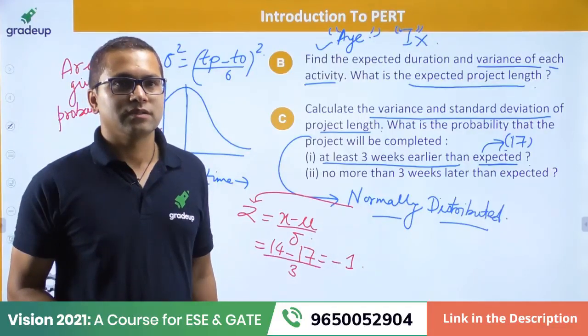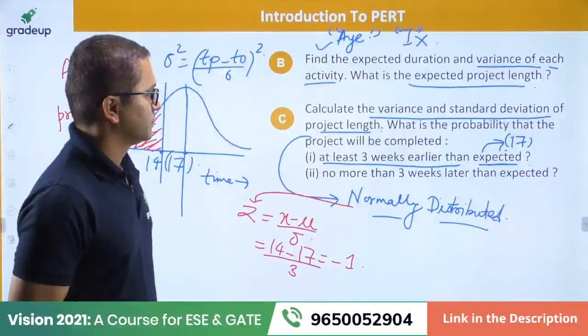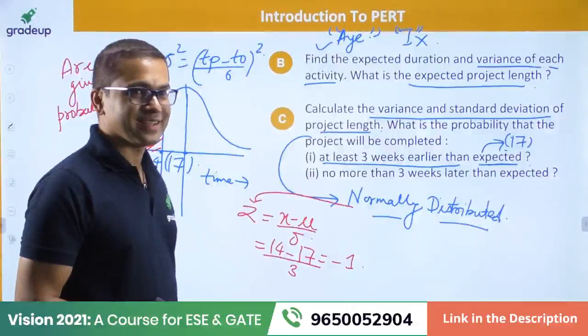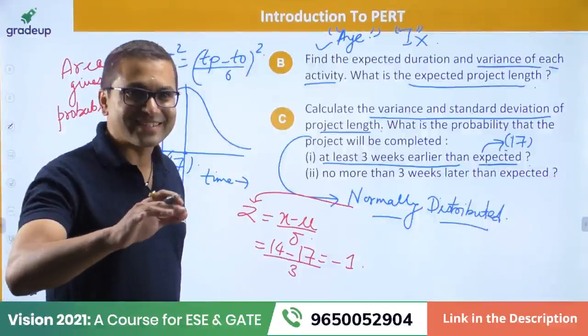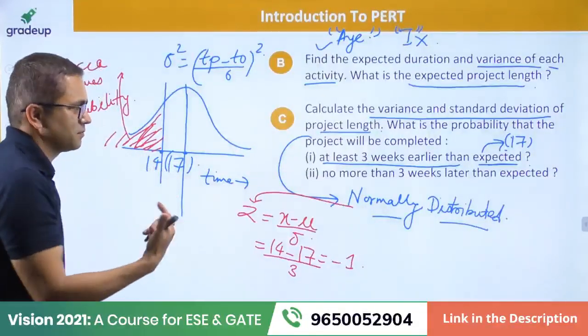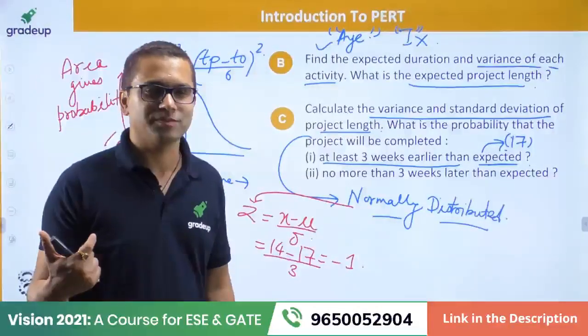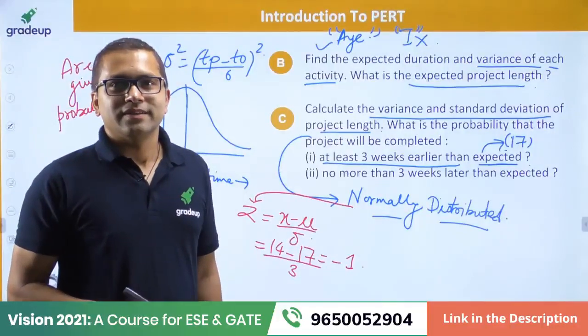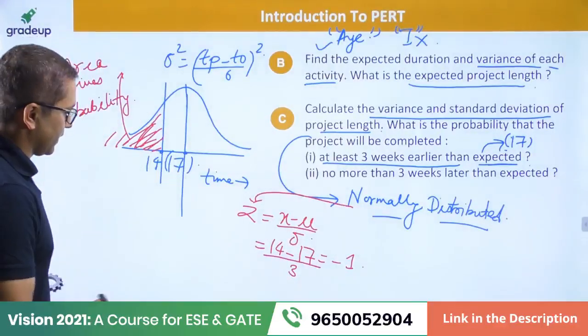Is that good? At least 3 weeks, it says. At least, okay, Mohammed. So that's in the word. At least means that 14 should also be included in that. At least it has to be 14. Is that good? Okay, fine.